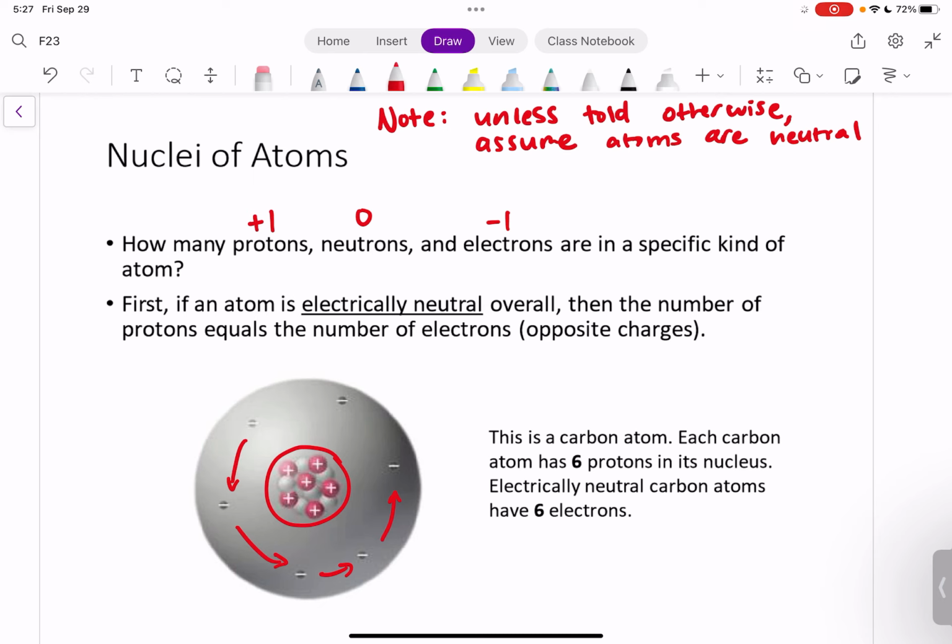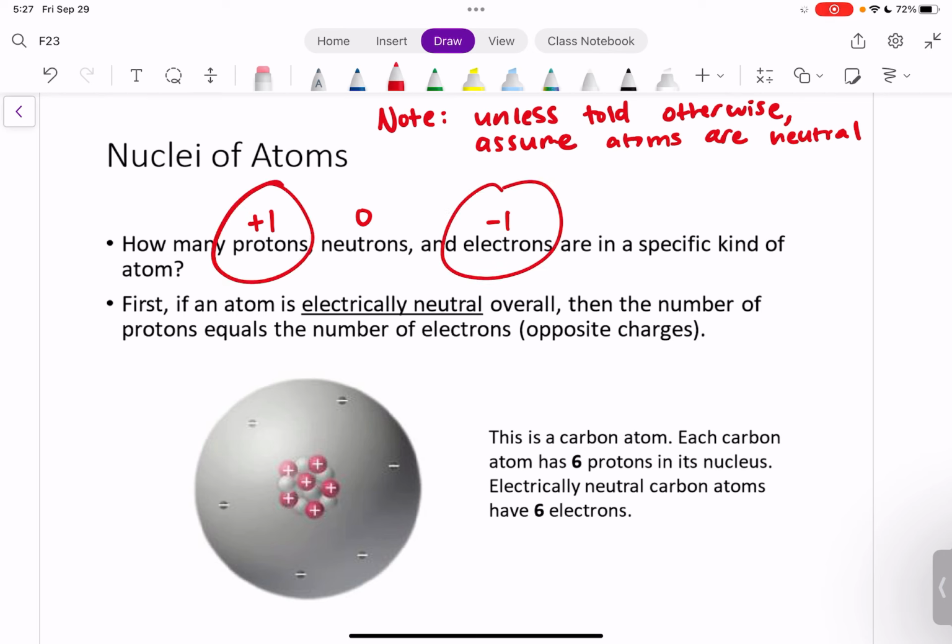charge overall. So if an atom has no charge overall, but we've got these pluses and minuses, what does that mean for the number of protons and electrons in any given atom? Well, it means that the number of protons has to equal the number of electrons so that they'll cancel out.